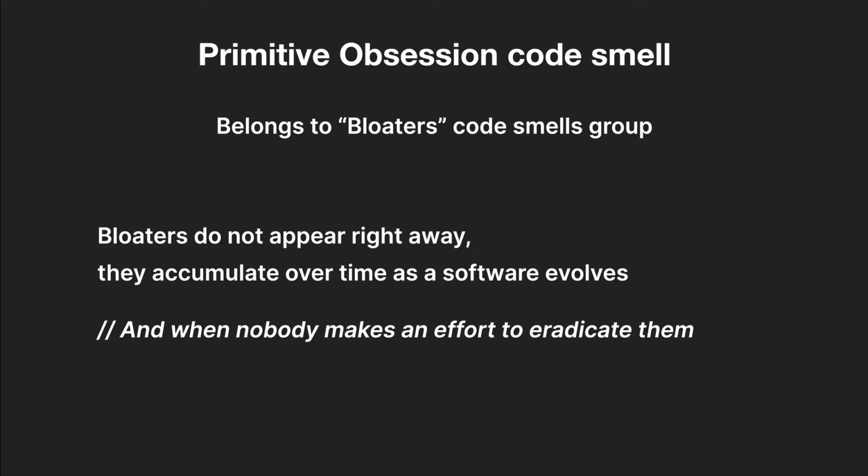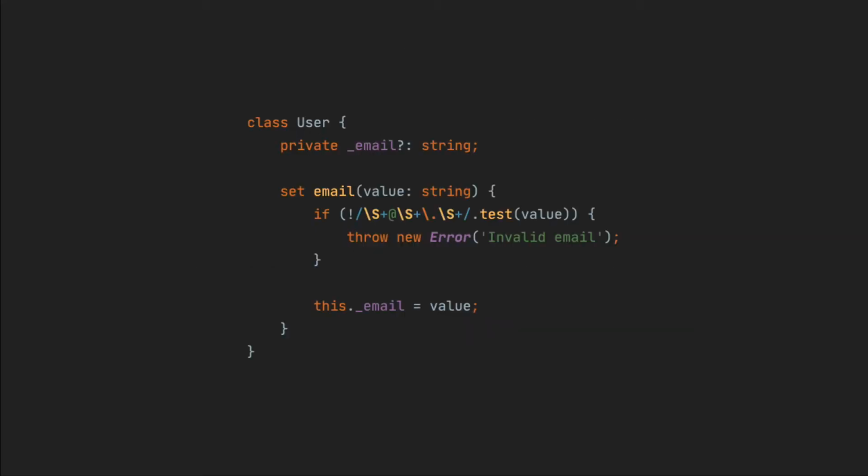Primitive obsession code smell belongs to the bloaters group. They do not appear right away, they accumulate over time, and normally when nobody makes an effort to eradicate them. Small smell, and then more and more troubles it brings. So let's get down directly to the theoretical examples.